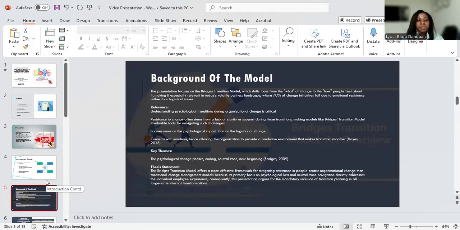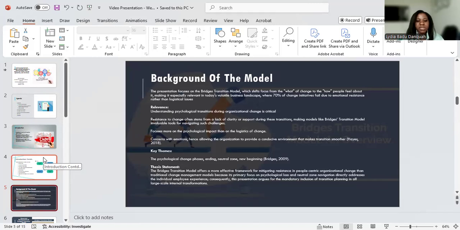The model is highly relevant in modern business environments because it's more agile and resilient, and it centers on the individual. The key themes of this model include psychological change phases, which include ending, neutral zone, and new beginnings.